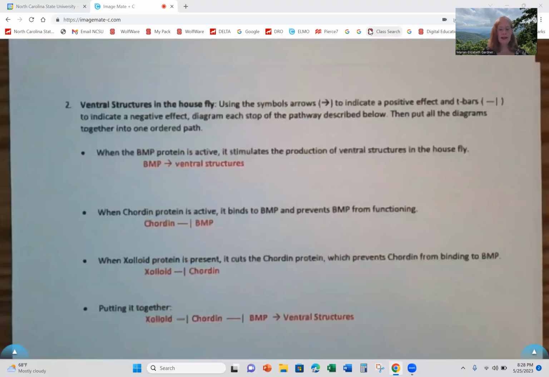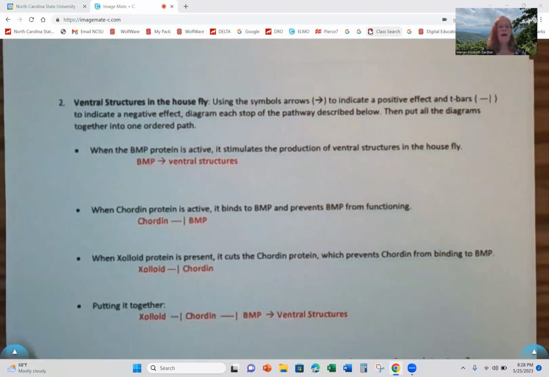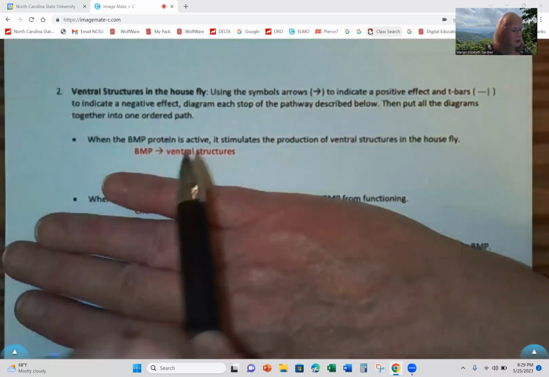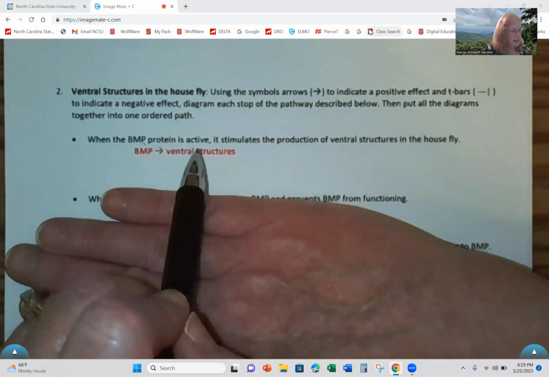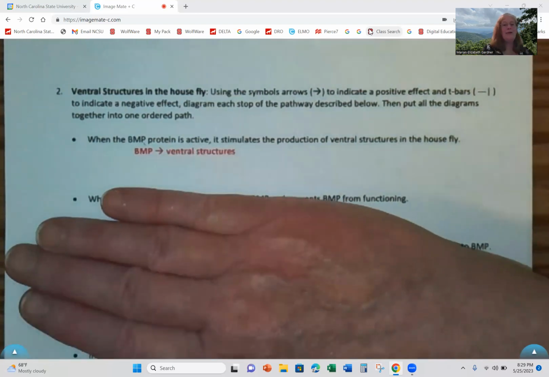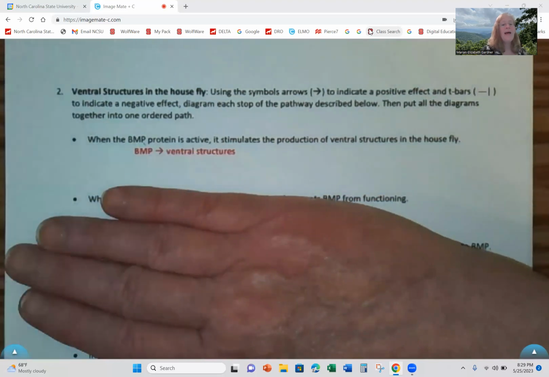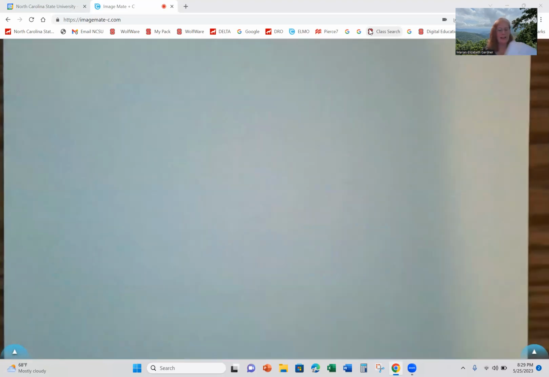I'm going to leave this last problem for you. It is a little bit easier because here it's telling you when this protein is active, it stimulates the ventral structures in the fly. So it's telling you what arrow to put there, and then it's asking you some questions about it.